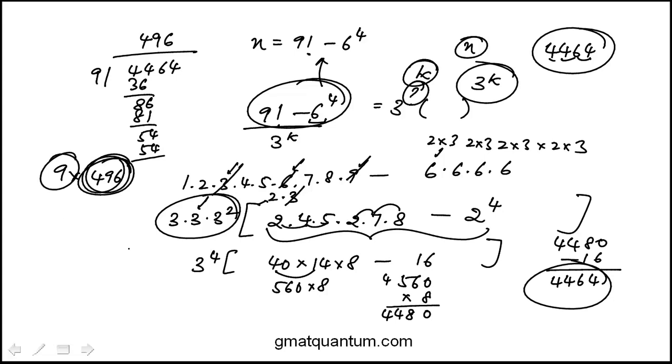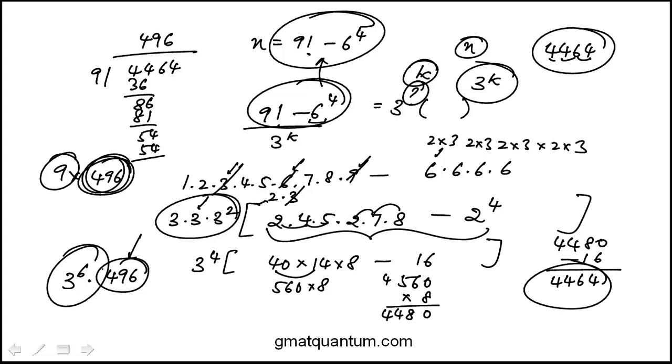So I do have 9, that gives me 3 squared. So in summary, the number that I started with is the same as 3 to the power of 6 times 496. This doesn't have any 3's in it. If you were to do the prime factorization, that means the largest power k for which 3 to the k is a factor of this number, n, is 6. And therefore the answer is D.